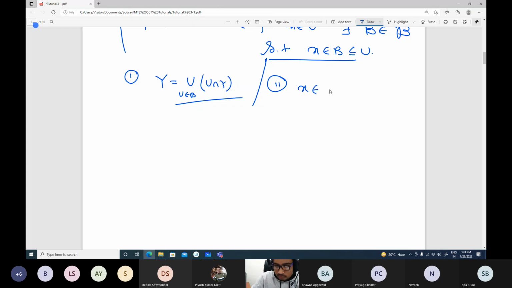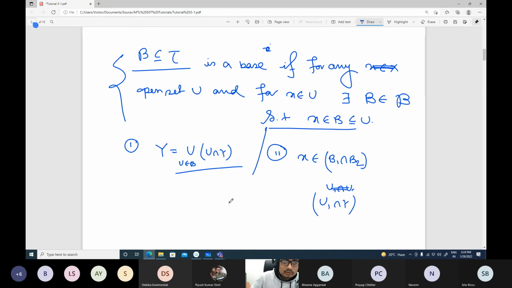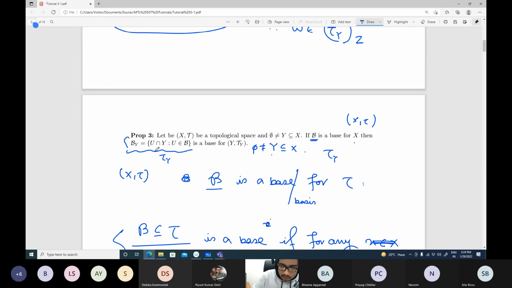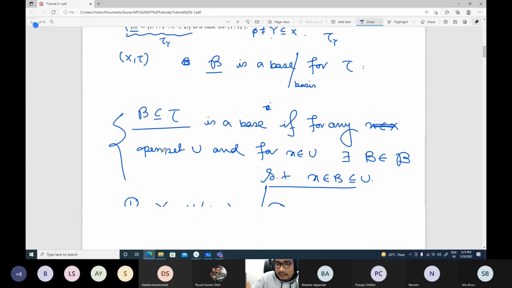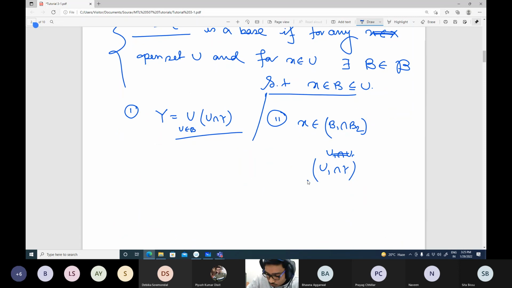Take X belongs to B1 intersection B2. Yes, B1 intersection B2. Then there is just a B3. So B1 intersection B2 means you have to take U1 intersection Y, right? So what are the elements of this beta Y? This is U intersection Y. So you have to take elements of this form, U1 intersection Y and U2 intersection Y.